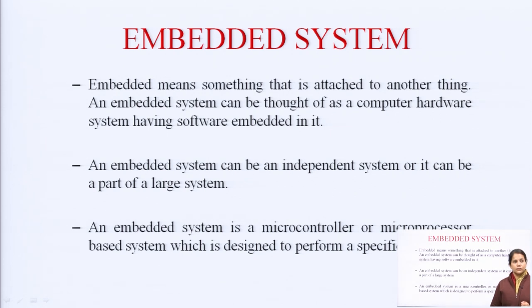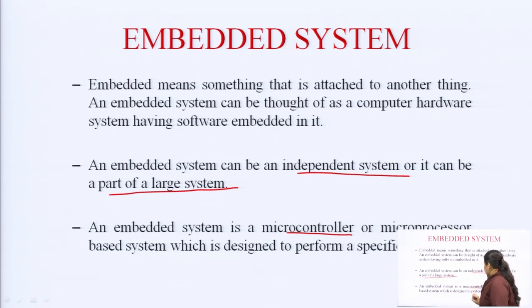Now, what is an embedded system? As the term is defining, what is embedded? Embedded means that something is attached to another thing, or can be thought of as a computer hardware system having software embedded in it. An embedded system can be an independent system or it can be a part of a larger system. It is a microcontroller or microprocessor based system, which is designed to perform a specific task. So, when we talk about an embedded system, we basically talk about a specific task. Its set of rules, its way of working, is very much defined to carry out the particular task. It can be microcontroller based and it can be microprocessor based also.